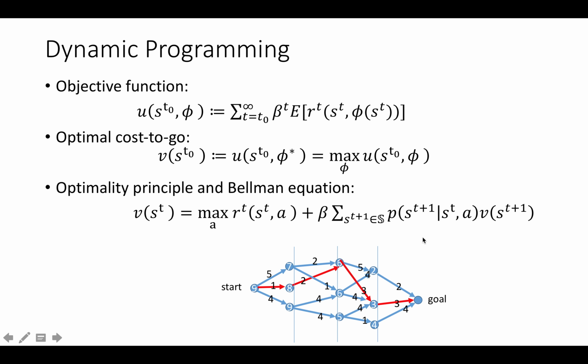So the right hand side will equal the left hand side, which is the optimal cost to go starting from S_t, equal to the current reward and the future reward. And it should be true for all S_t and t. So you see that there's a value function here, and a value function here. So basically you are trying to find the equilibrium point. You will try to find a fixed point of this function.